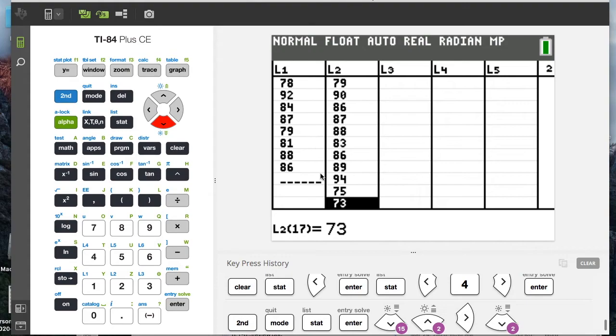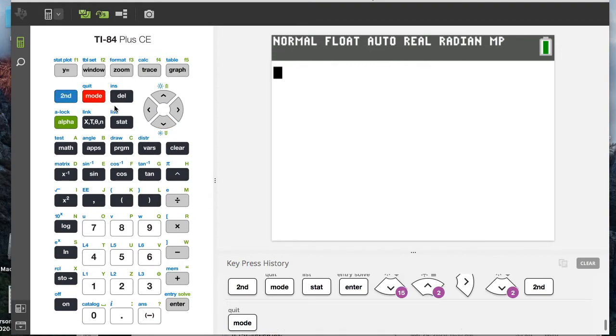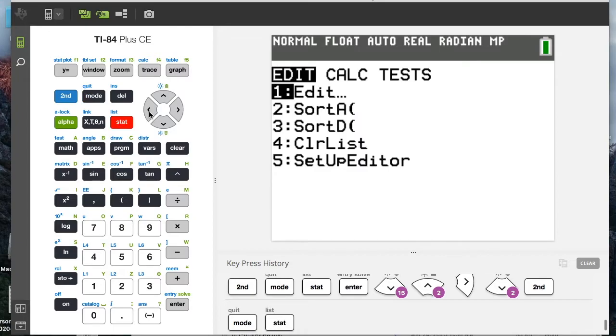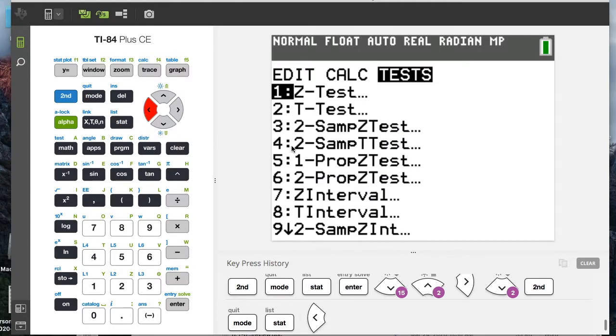We are not doing the subtraction. If you do L1 minus L2, you'll actually get an error because there are numbers that don't have another value to be subtracted from or subtracted to. So we just have our lists in L1 and L2, and we do not have to do the subtraction. We can go right to STAT, to TESTS, and I said a two-sample t-test, so number 4.